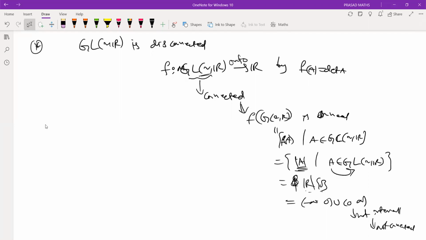Understand? So therefore, yes, your assumption is wrong. What is your assumption? Your assumption is that the group is connected. So you're going to get a continuous image that is connected. Therefore, you're getting a contradiction. Therefore, this is disconnected.